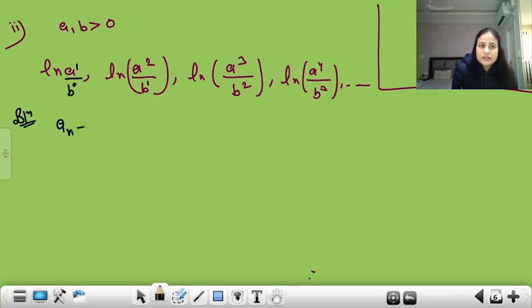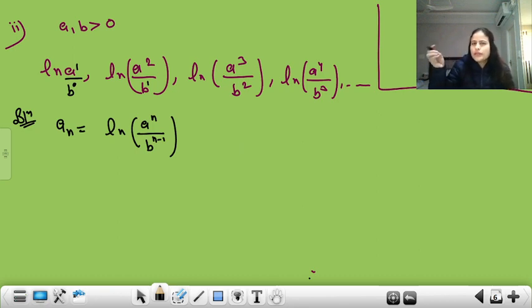So the nth term is nothing but ln of a to the power n, divided by b to the power n minus 1. Is this clear to everyone? When I put n equal to 1, I get this; n equal to 2, I get this; n equal to 3, I get this, and so on. So by observing each of the terms, we can easily get the nth term, right? Although there is a formula, I will give you the formula also, for how to get the nth term of an AP.